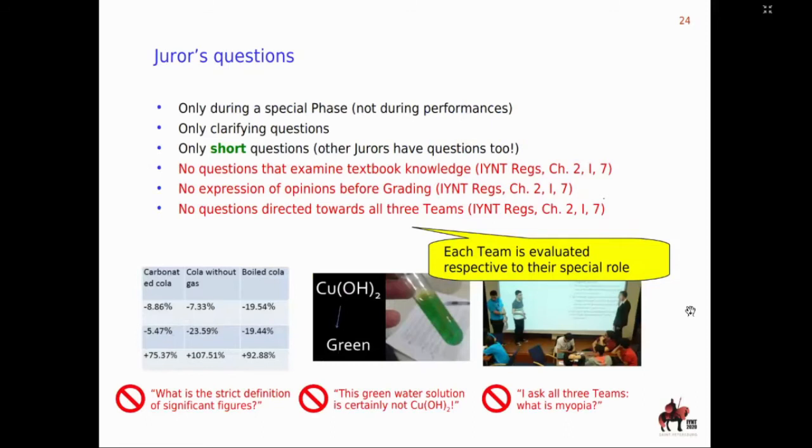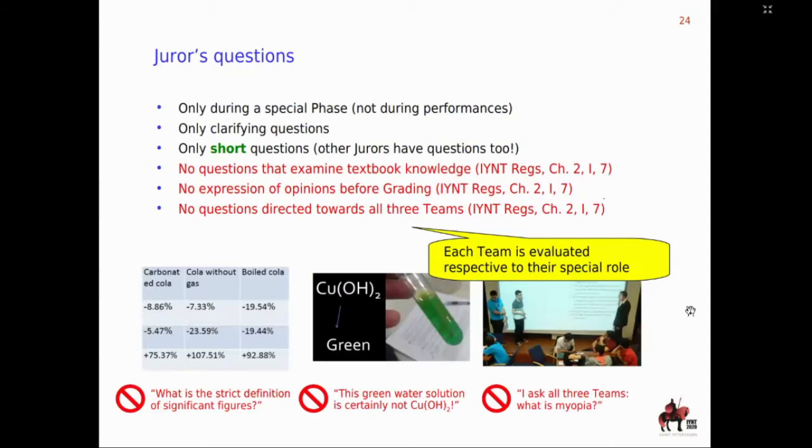The second example, let's imagine you're a chemist and you see that the team is presenting a test tube with a green solution and they say, okay, the solution is green, which means that this is copper hydroxide. And you understand that this is wrong, and rightfully so, and you want to say, no, you made a mistake, this green solution is not this compound. But you cannot do it because this is a statement. This is an expression of opinions before grading. Please make your statement, but only after you give your grades, not during the questions, but at the end when you will have time to comment on your grades.